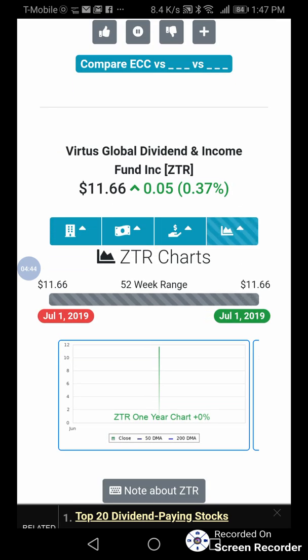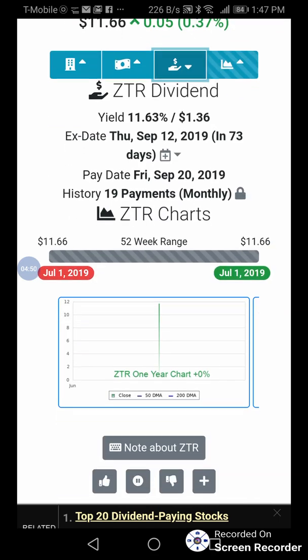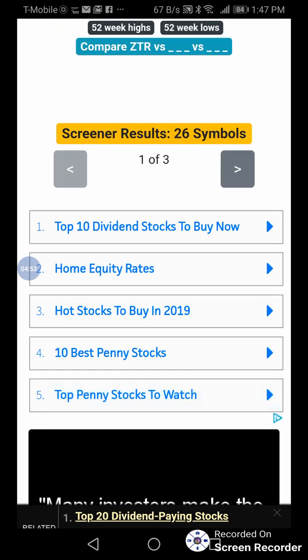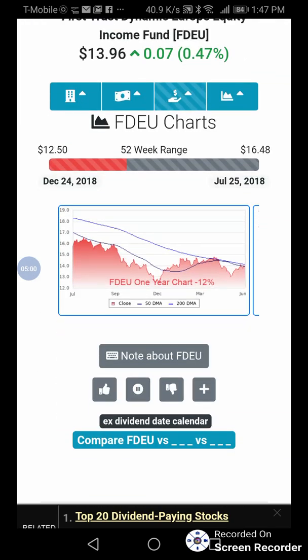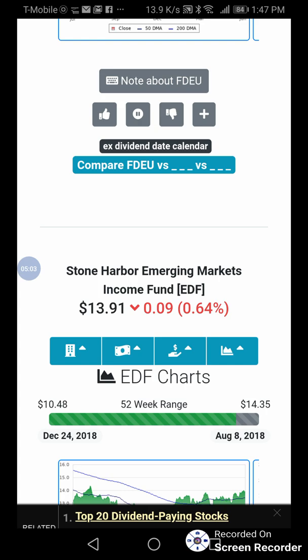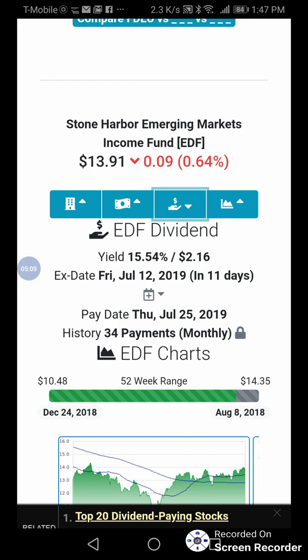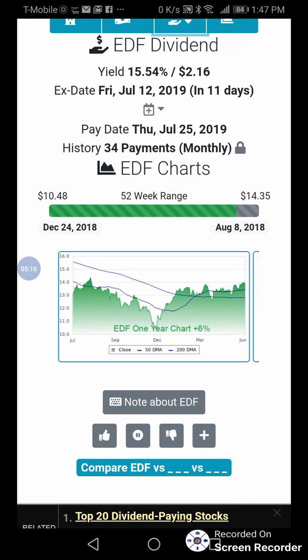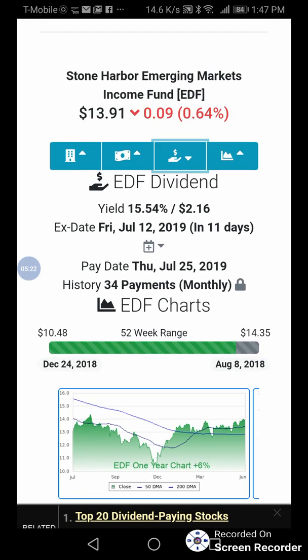So I think you start to get the idea. You can come down here and see, okay, this one, Virtus, has only made 19 payments, approaching 2 years. So let's say that we skip that. We'll go on to the next page, and you just go down through here and cycle till you find one of interest. Stone Harbor Emerging Markets is 15.54%. They have a history of almost 3 years, and the fund is EDF. So you might say, okay, I'm going to look at EDF as another stock potential. So we've got EDF and we've got AGNC so far.